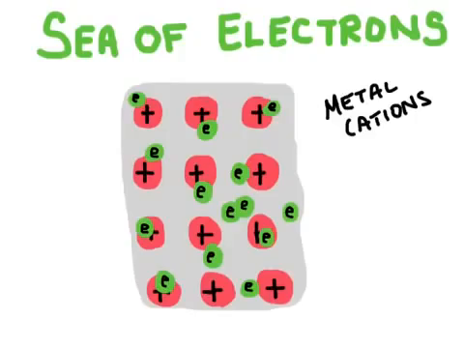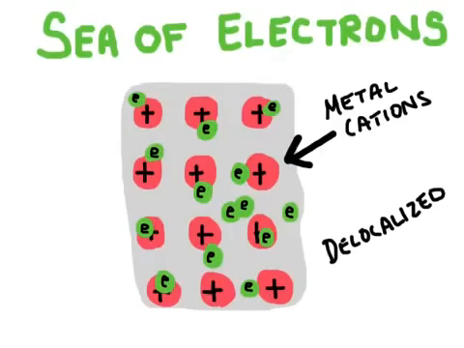And you can see in red here, we have our metal cations. You can see these things right here, the metal cations. And then we could also say that the electrons are delocalized. This word just means that the electrons are free to move throughout the entire compound. Now, this sea of electrons can allow us to explain some of the characteristics of metals.